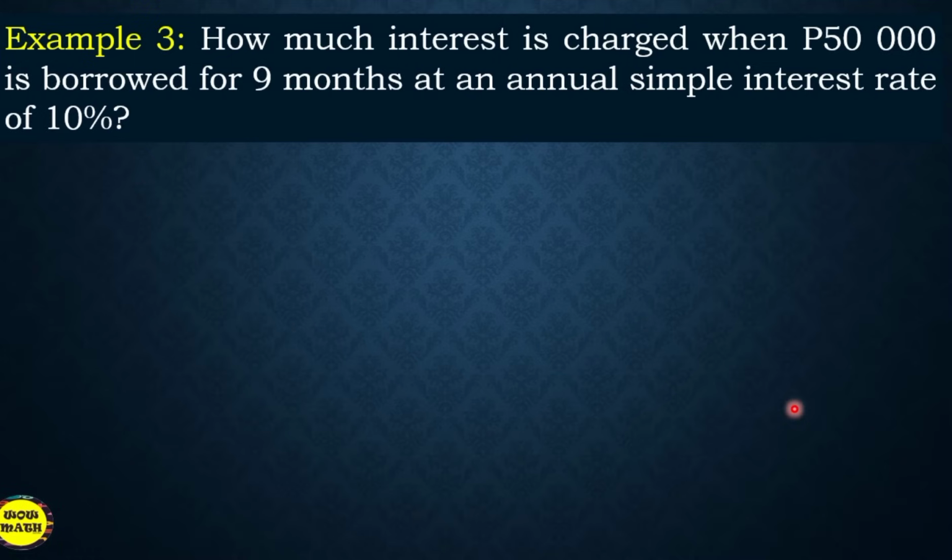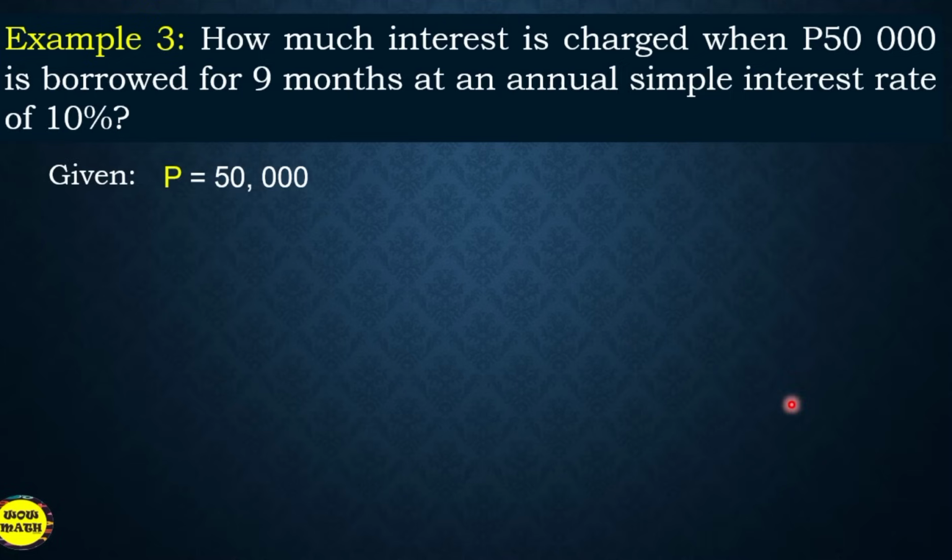For example number 3, how much interest is charged when 50,000 is borrowed? So, kanina about investment naman, ito ngayon yung pag maghihiram naman ng pera, no? Magkano yung interest charge kapag nanghiram ka ng 50,000 sa loob ng 9 months at 10%. So, dapat sa loob ng 9 months, mabayaran mo yung 50,000 at 10%, no? So, ano yung mga given?